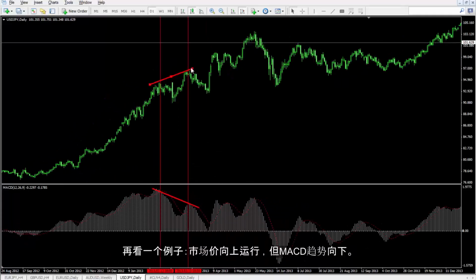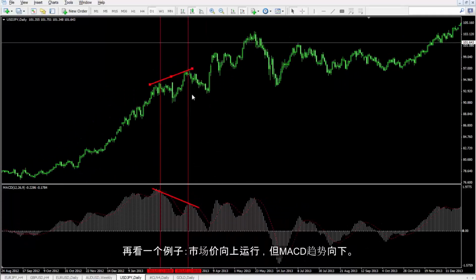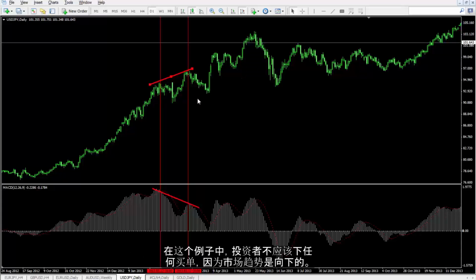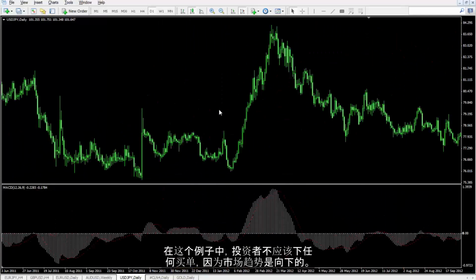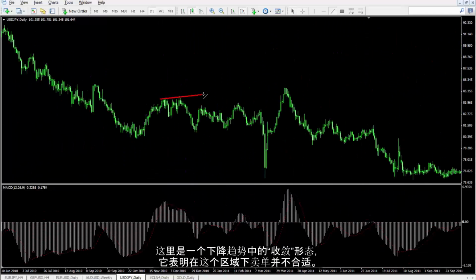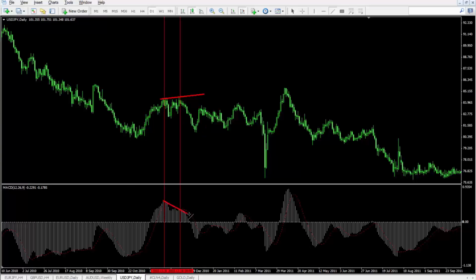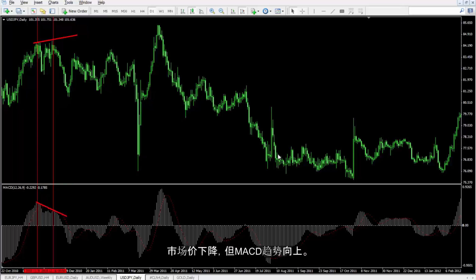There is another example that market price had an upward trend, and MACD trend decreased. In this example, a trader should not have placed any buy orders as market trend declined. An example of convergence on a market downtrend shows that a sell order was not suitable trade on this region. Market price decreased while MACD trend has an upward direction.